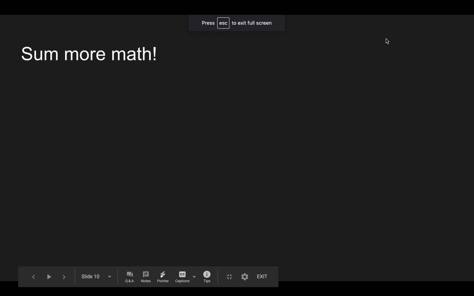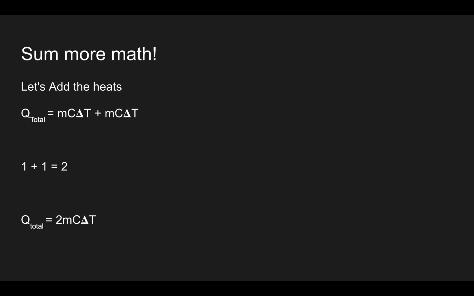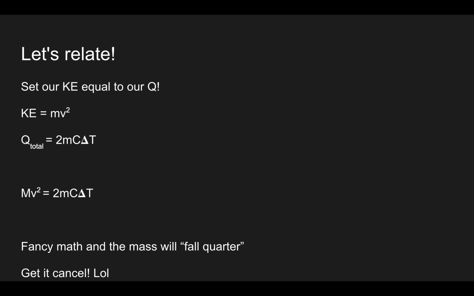Sorry about that. So we're going to add the heat. Same thing, we have two cars, so we get 2mc delta T. Pretty simple, right? 1 plus 1 is 2. Anyway, let's relate the two equations. Like I said in the problem, we set the kinetic energy equal to Q, so we're going to do that. I just restated both equations right here.